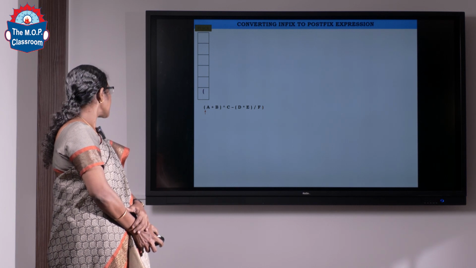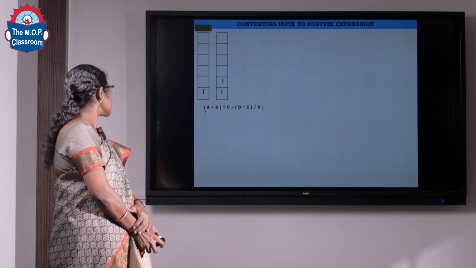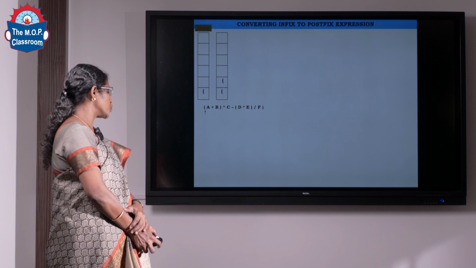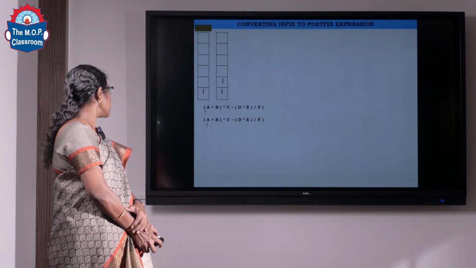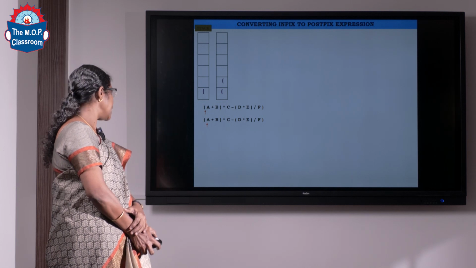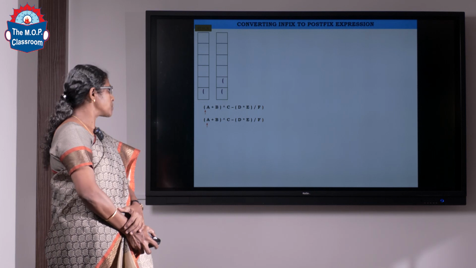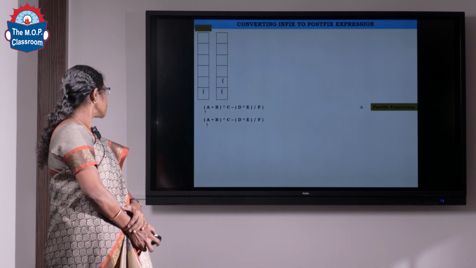The first character to be scanned is a left parenthesis, so push it onto the stack. Now the status of the stack after pushing the left parenthesis is shown. Continue this process. Scan the next element. The next element encountered is an operand A. Whenever an operand is encountered, you are supposed to add it to the postfix expression. So A is added to the postfix expression. Now scan the next character.